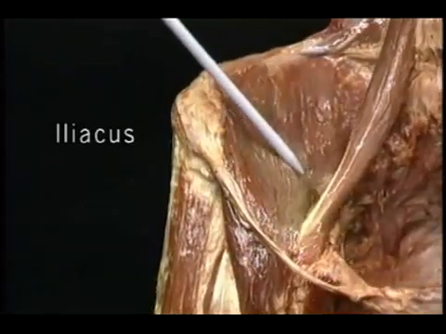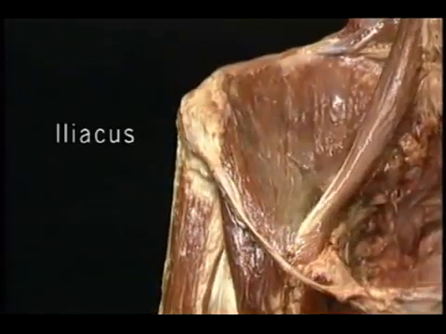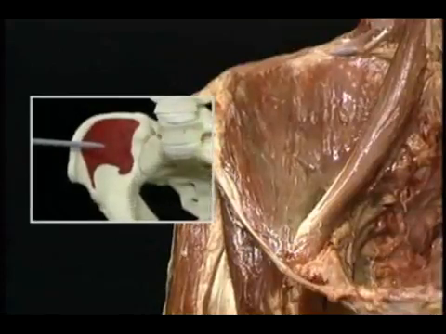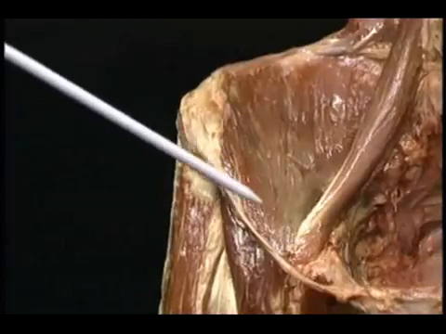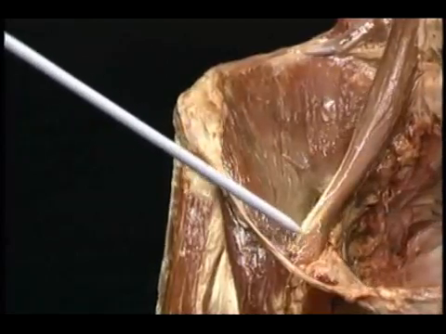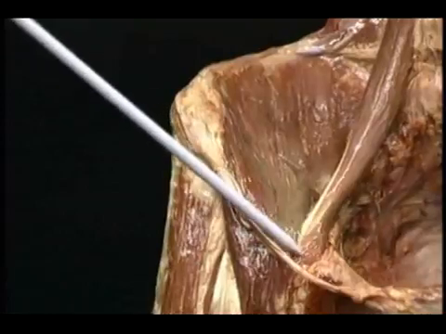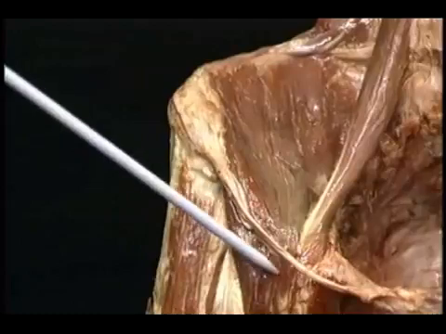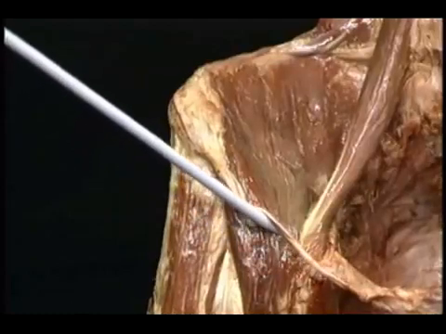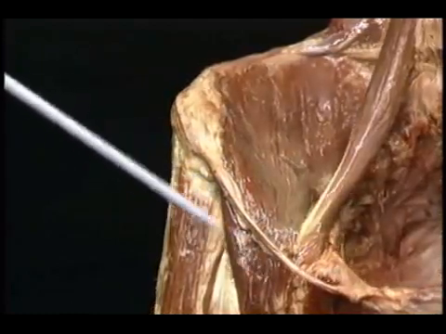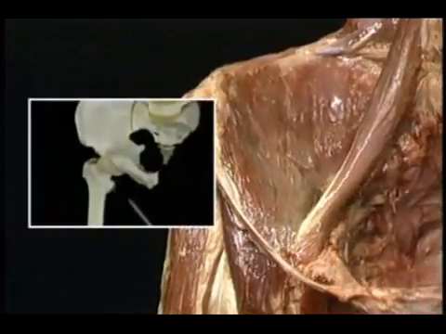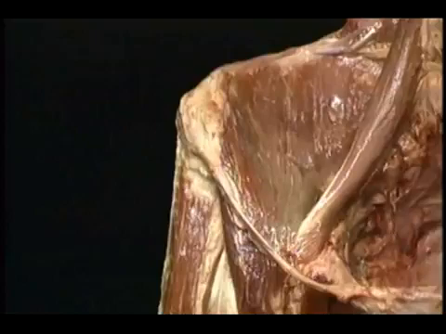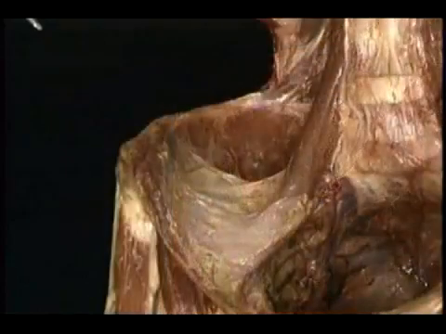Here's the iliacus muscle. It fills the iliac fossa. Iliacus arises from this wide area on the wing of the ilium. Down here, the medial fibers of iliacus and the lateral fibers of psoas major join, forming a single muscle belly known as the iliopsoas. The iliopsoas runs beneath the inguinal ligament and passes backwards to insert here on the lesser trochanter of the femur.